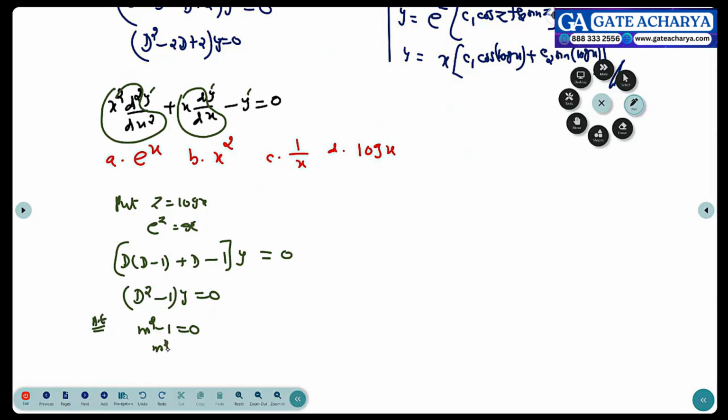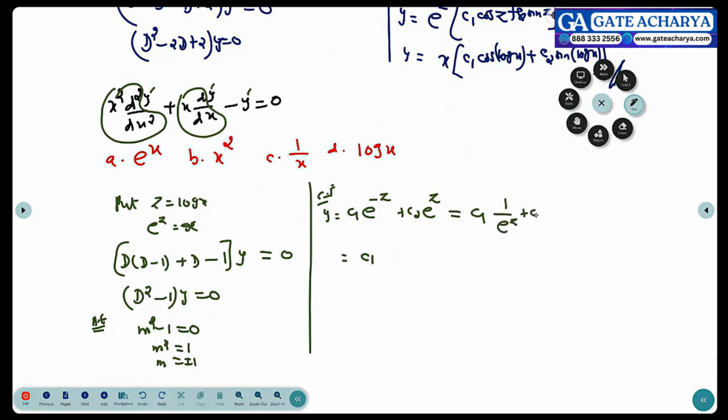Therefore, m square is 1, therefore m is plus or minus 1. The roots are real and distinct. Therefore, the complementary function is c1 e power m1 x plus c2 e power m2 x, but instead of x, we write z. That is a solution, but the answer is in terms of z, so change this z again in terms of x. Therefore, the solution y is equal to c1 e power minus z plus c2 e power z, that is, c1 by e power z plus c2 e power z.